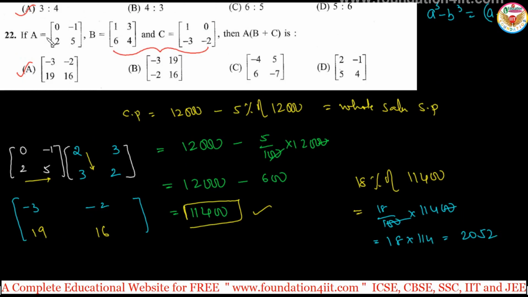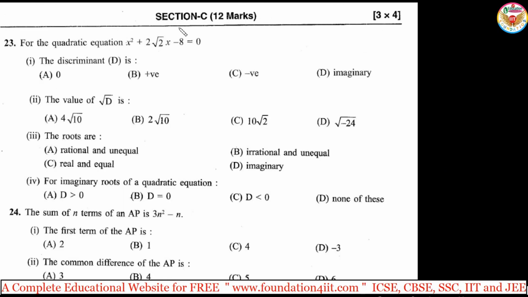These are the 6 questions, 2 marks for each. Section C we will do now. In section C, it is 12 marks, 3 questions, every question carries 4. They have the sub 4 questions. This is the combination now.